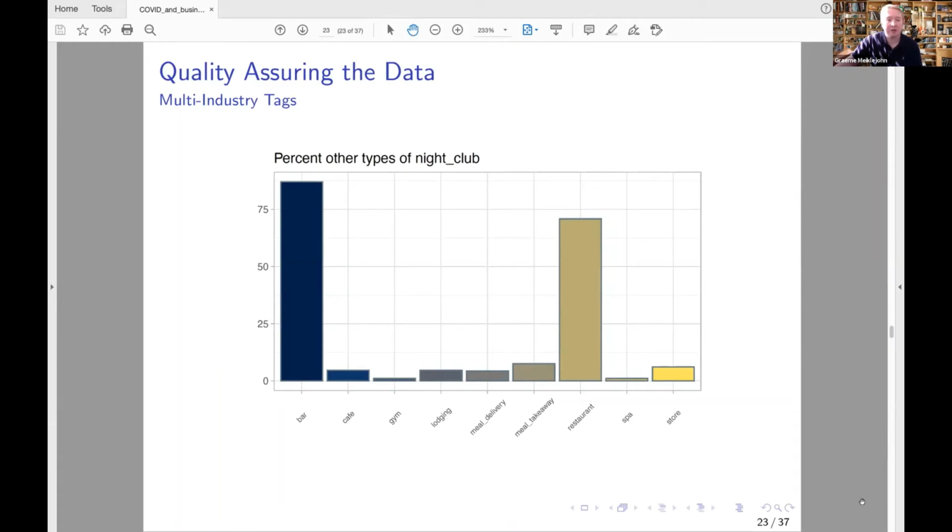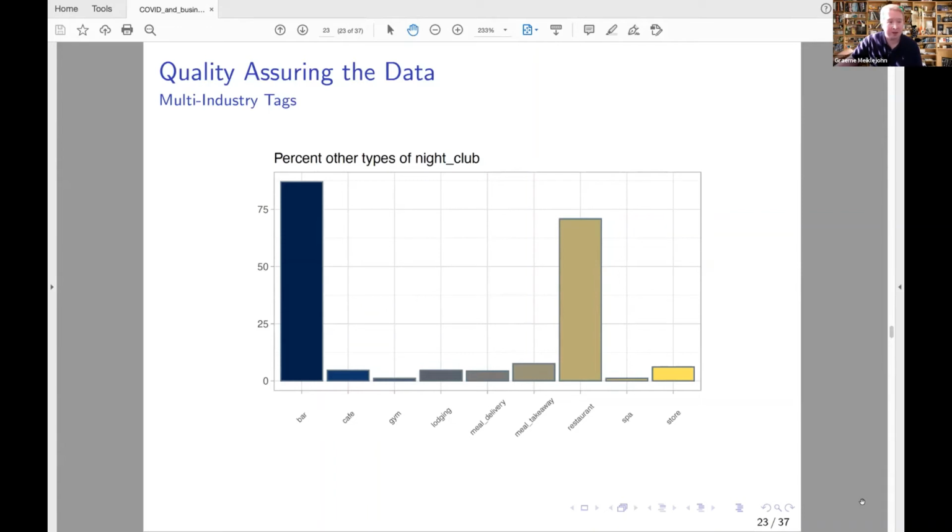in terms of businesses that were self-identifying as nightclubs also self-identifying as other businesses. Around 90% of businesses that said they were nightclubs also said they were bars. Just under 75% also said they were restaurants. And you can see there are also some weaker correlations with various other sectors: meal takeaway, cafes, stores, even a gym and a spa.